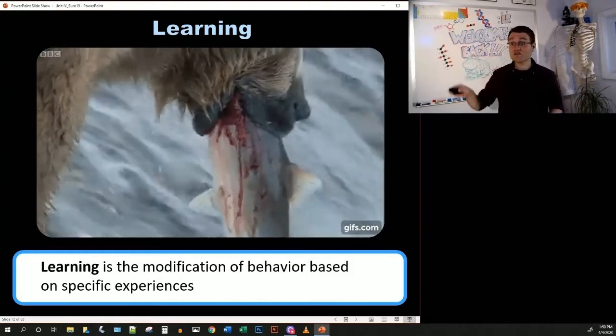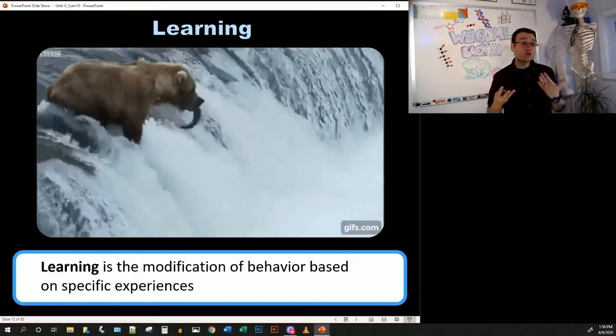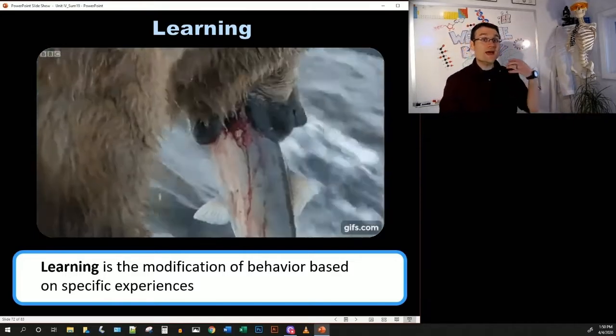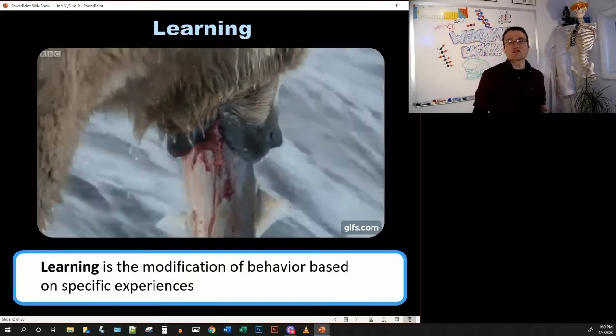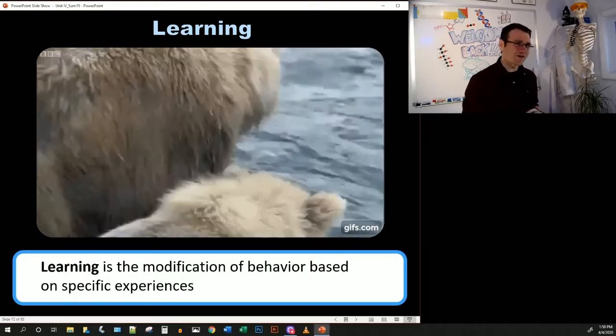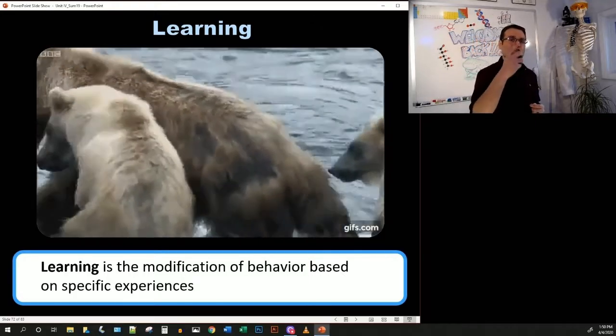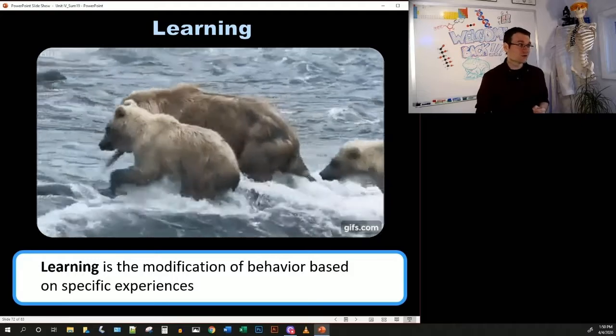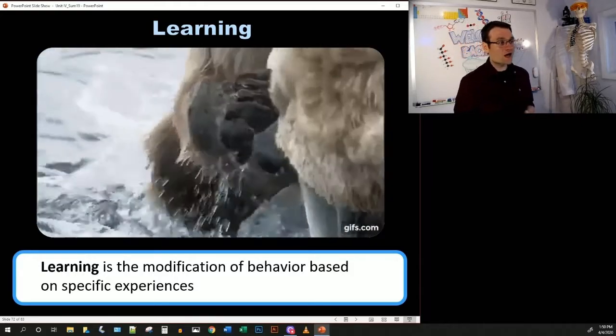So what's happening in this clip? We have a mama bear who's catching some fish here. And why is she catching fish? Well, obviously so she can feed herself. But how did she learn how to catch that fish? She watched her mama bear do it. And now she's showing this to her cubs.